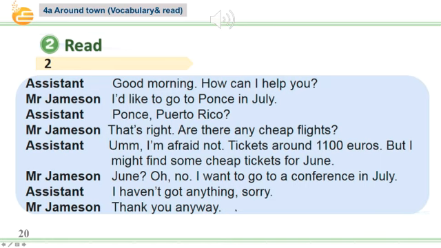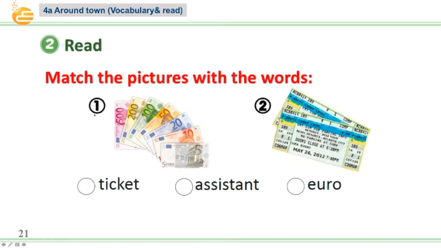Thank you anyway. Okay. So the place is, of course, the travel agents. So, match the picture with the words. Number one is, of course, what is this? Euros, of course. This is number one. Number two is a ticket. Of course, it's flight tickets. Flight tickets. Very good.